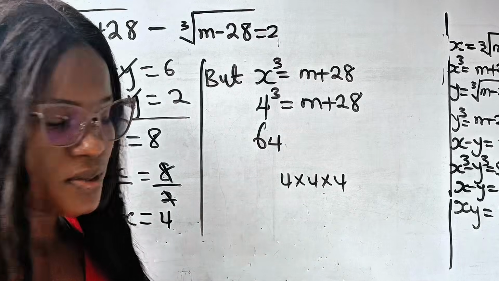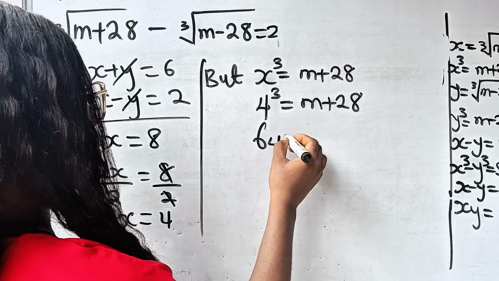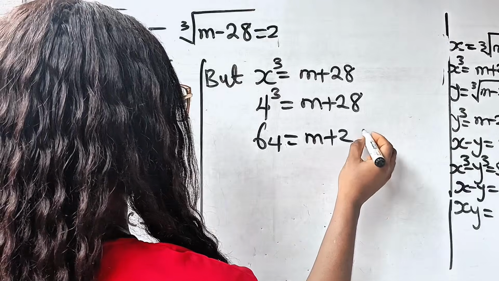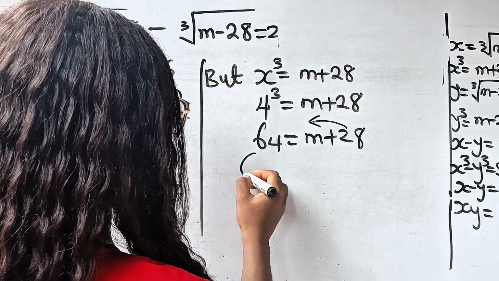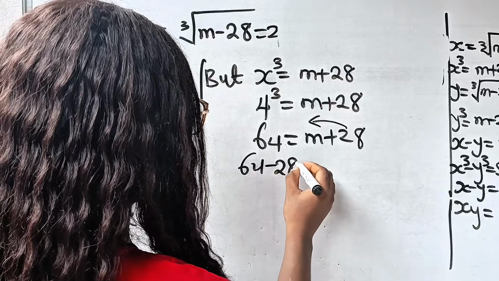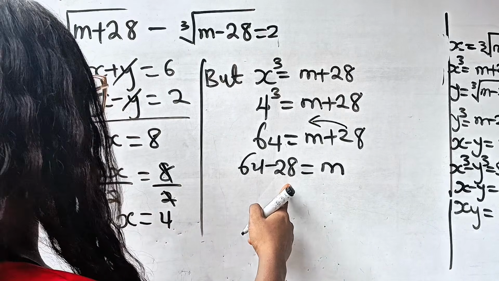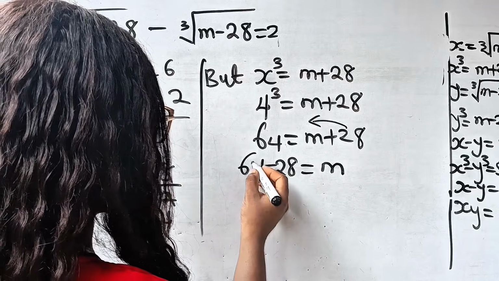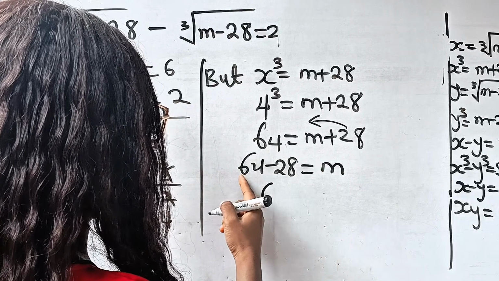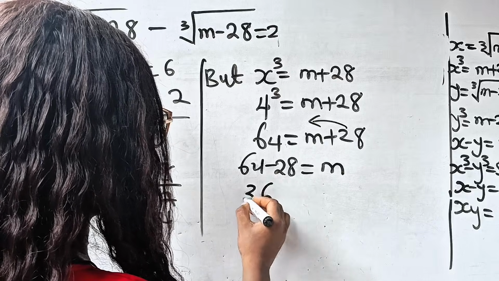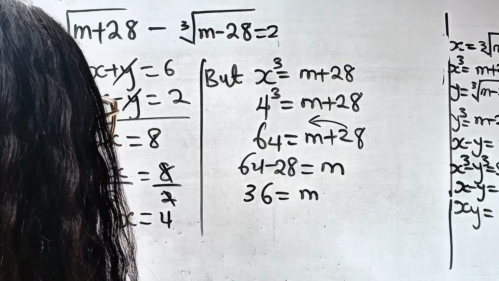So we are left with 64 is equal to m plus 28. So if we transfer this to this side, we have 64 take away 28 is equal to m. So 64 take away 28 will give us 14 take away 8 is 6, and 5 minus 2 is 3, so 36. So our m is equal to 36.